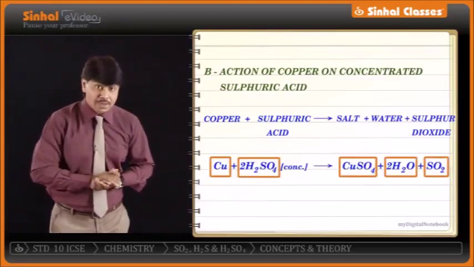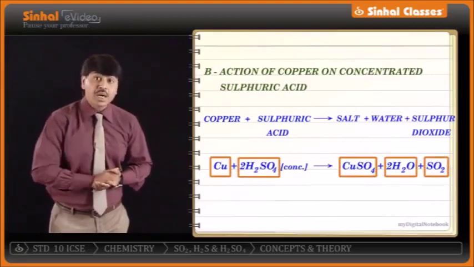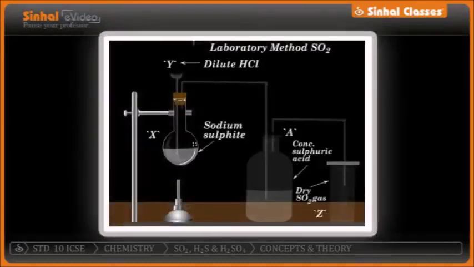Once sulfur dioxide comes out, it is passed through a drying agent. The drying agent which we have selected is sulfuric acid itself, concentrated sulfuric acid, which will remove moisture. Other drying agents we don't take, because they will react with SO2. After removing the moisture, this sulfur dioxide gas, which is heavier than air, is collected by upward displacement of air.